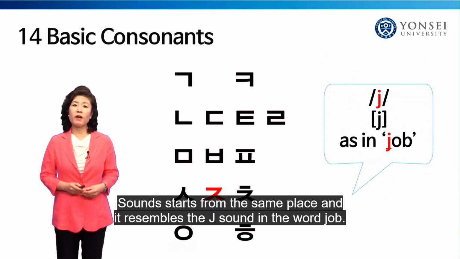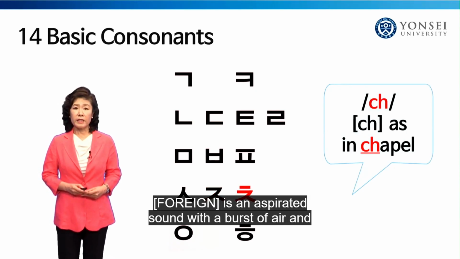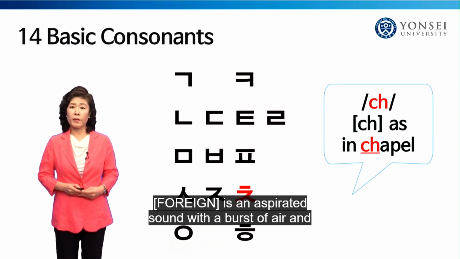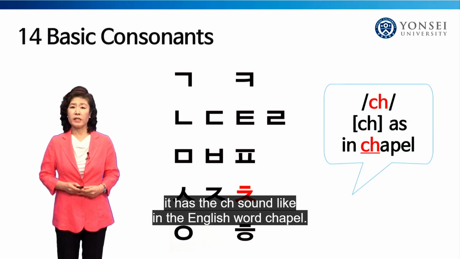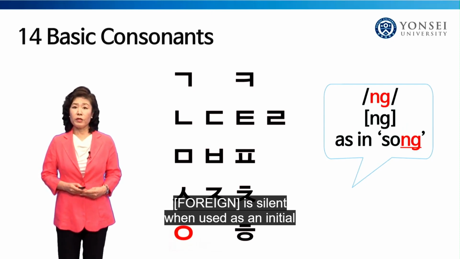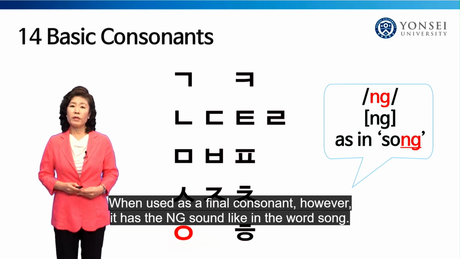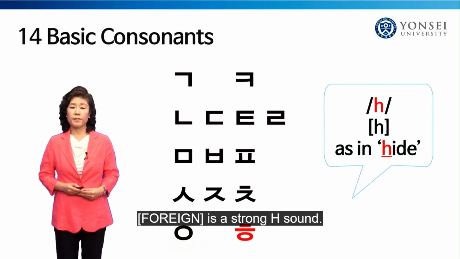Jiut sound starts from the same place, and it resembles the J sound in the word job. Chiut is an aspirated sound with the burst of air, and it has the CH sound like in the English word chapel. Iung is silent when used as an initial sound, such as in a and o. When used as a final consonant, however, it has the ng sound like in the word song. Hyut is a strong H sound.